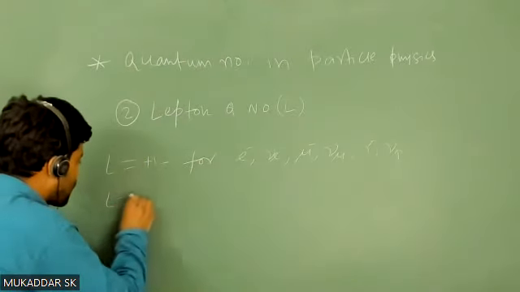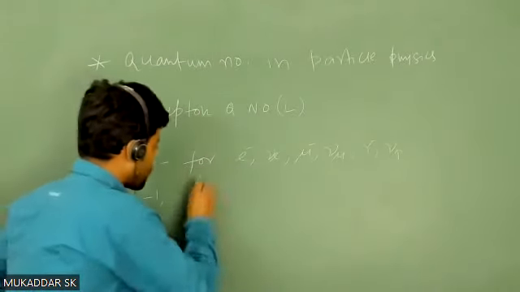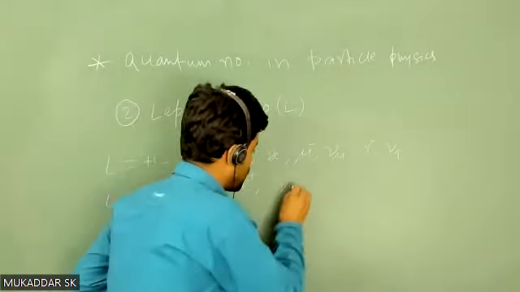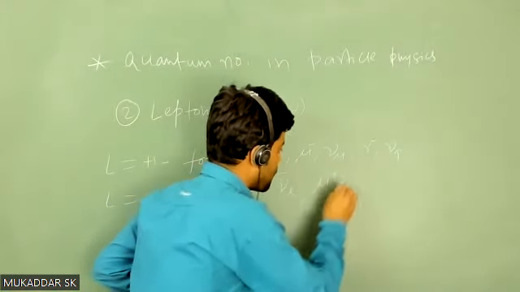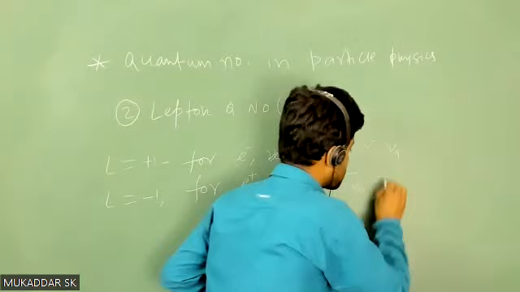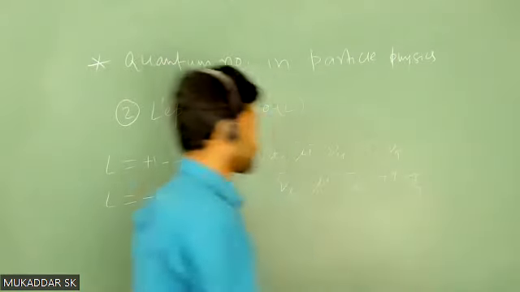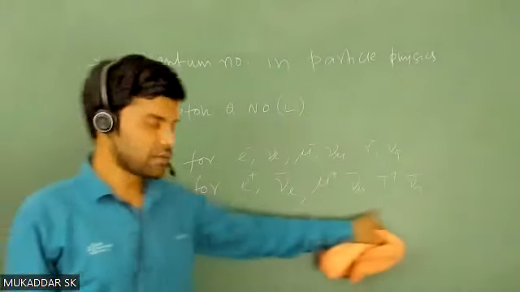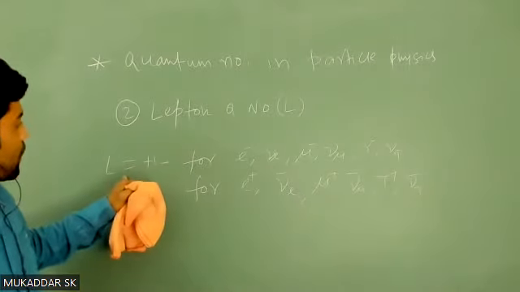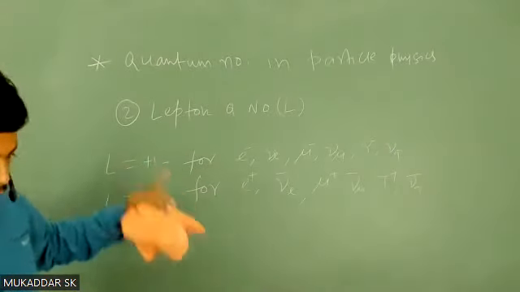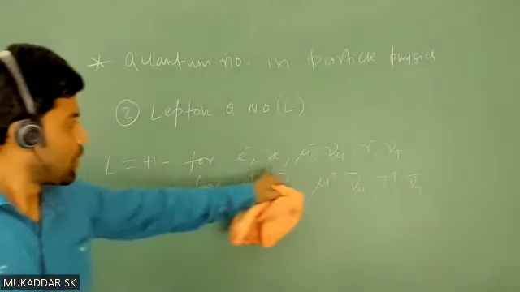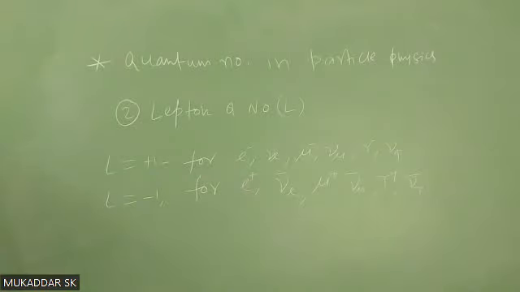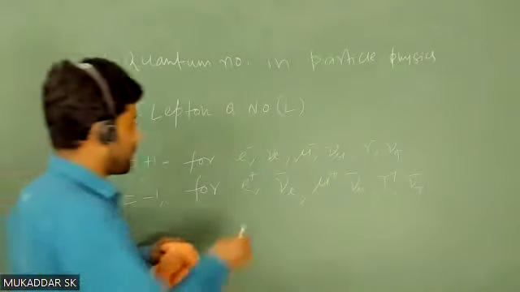And this lepton quantum number is minus one for their antiparticles. The antiparticles are the positron, nu e bar, mu plus, nu mu bar, tau plus, and nu tau bar. Plus one for these particles and minus one for these. So lepton number is the identity of lepton particles. It should be plus one for all lepton particles and minus one for their antiparticles.